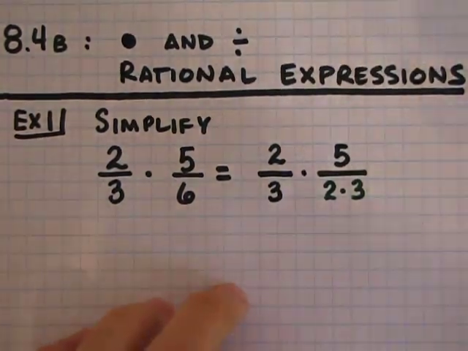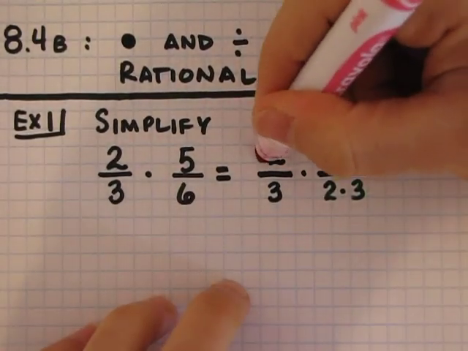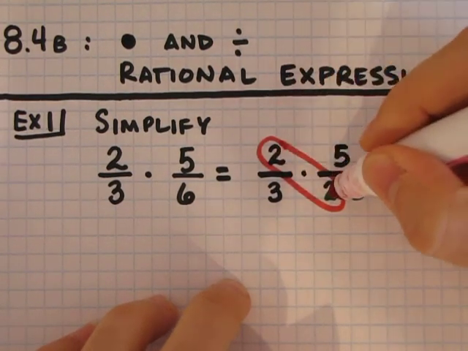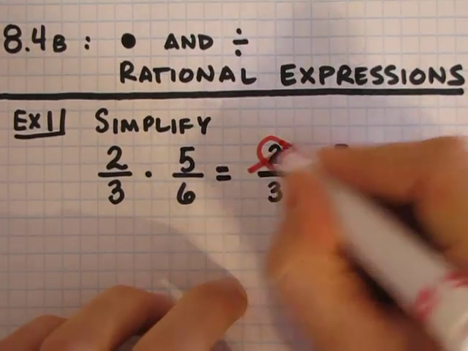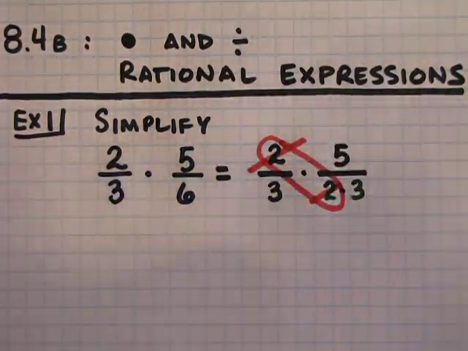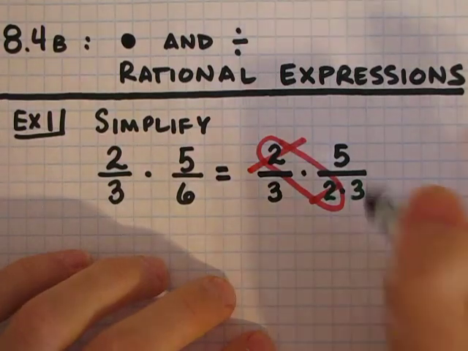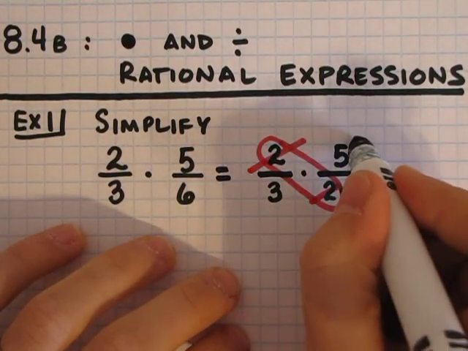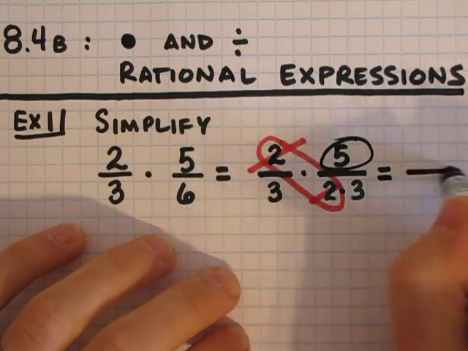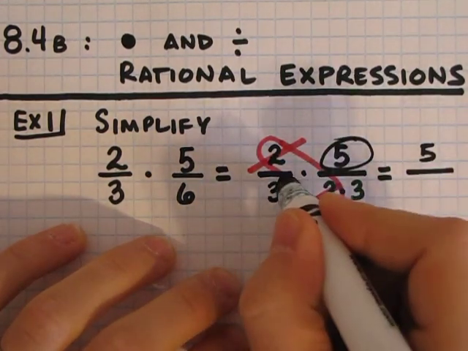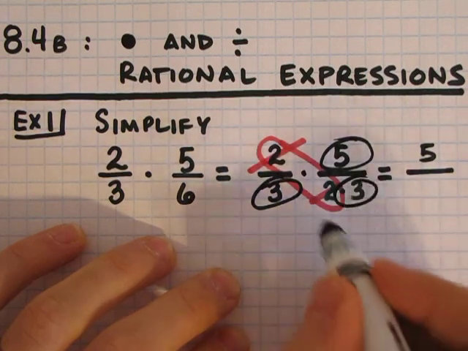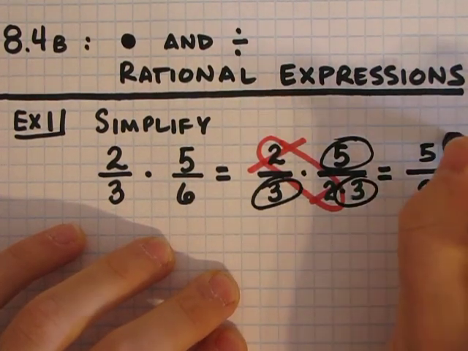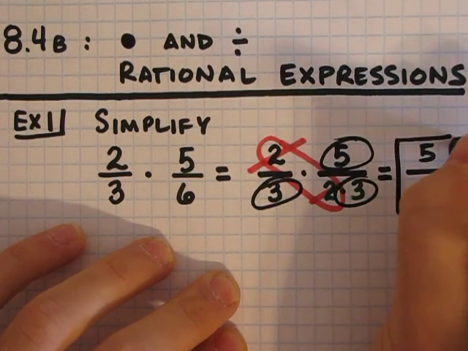And the value in that is this. We now see that we have a 2 in the numerator and a 2 in the denominator. And 2 over 2 is equal to 1. So we can cancel those two terms out. And then we can multiply across. So in the numerator, we have a 5, and that's it. In the denominator, we have a 3 and a 3 multiplied together, giving us a 9. The answer is 5/9.